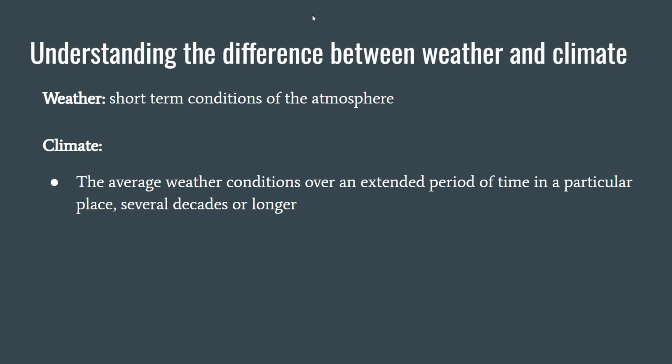So it's very important to understand the difference between weather and climate. Weather is the short-term conditions of the atmosphere, while climate, on the other hand, is the average weather conditions over an extended period of time in a particular place, over several decades or longer.